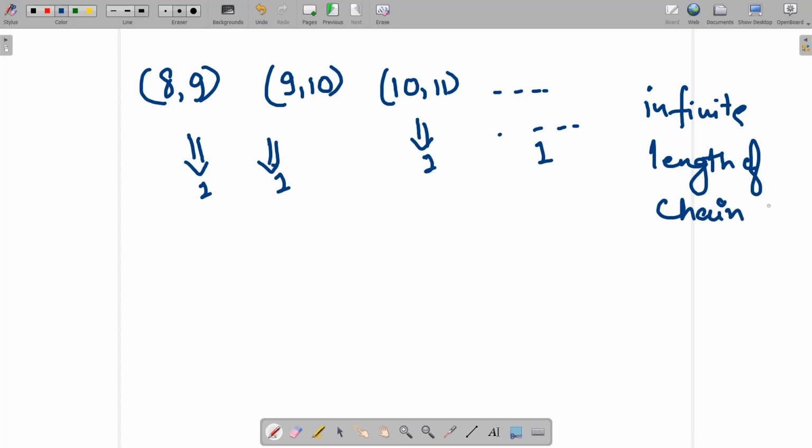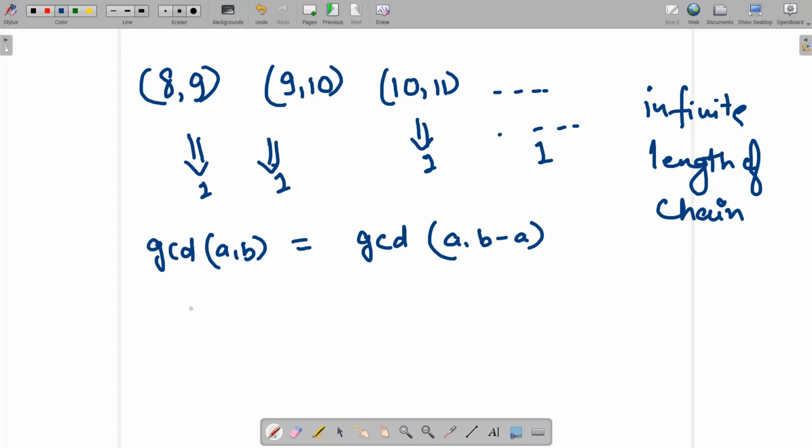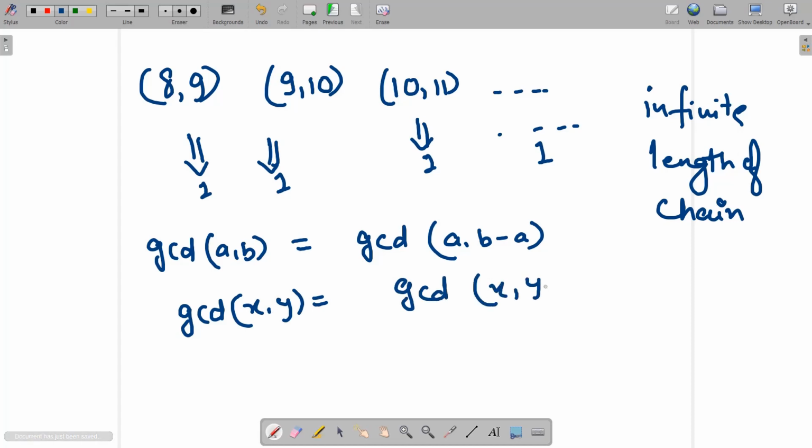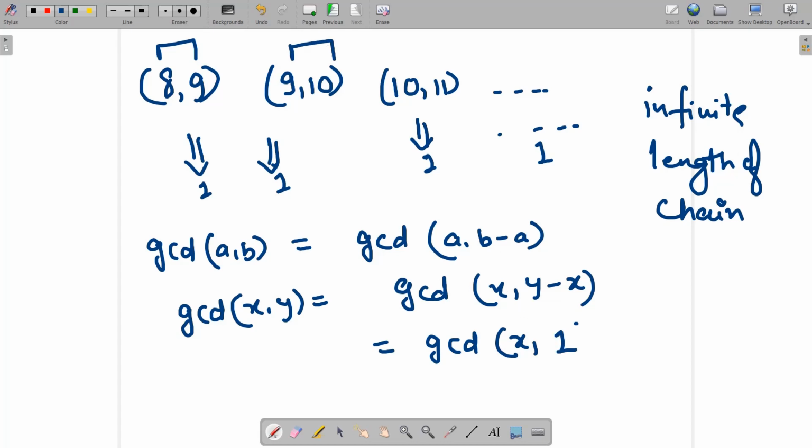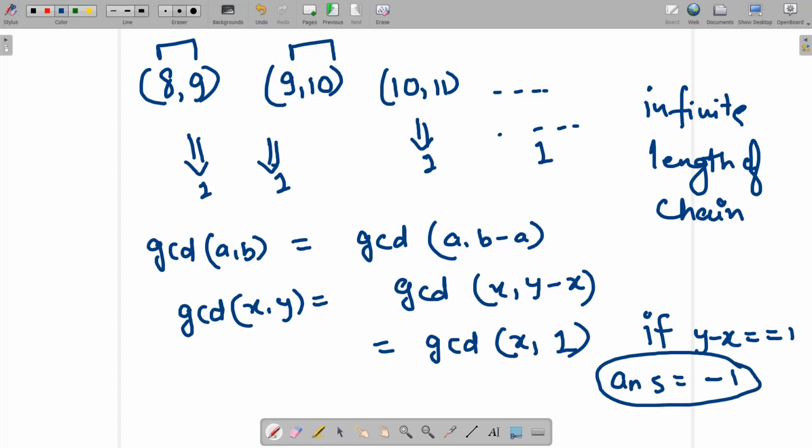In this sequence, whenever we have consecutive elements x, y, where x plus 1 is equal to y, then we are going to have the infinite chain. If you also look at the property of GCD, where GCD of a, b is equal to GCD of a, b minus a, you will see that GCD of x, y is exactly equal to GCD of x, y minus x. If the elements have the difference 1, you can write GCD of x, 1. So if y minus x is exactly equal to 1, then your answer is minus 1, because the length of the chain is going to be infinite.